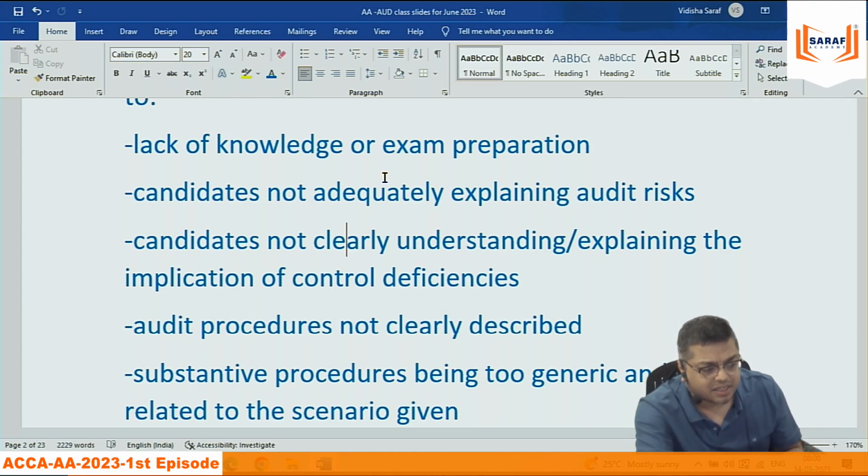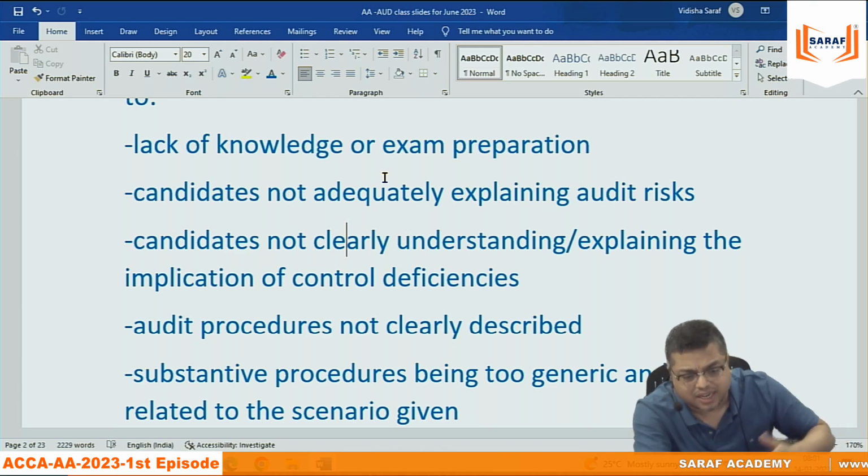The second reason, candidates not adequately explaining audit risk. Now, audit risk and business risk are different. Suppose I am teaching and the students are not joining for the subjects. That is not related to auditing. That is my business risk. Suppose the students are complaining that sir, you are not teaching well, there are no notes, and so on. That is not audit risk. You cannot write any type of risk as an audit risk.